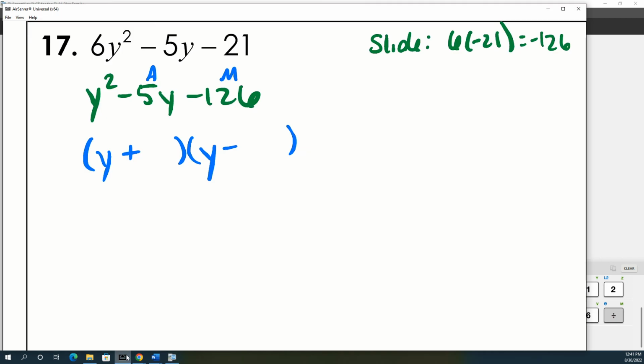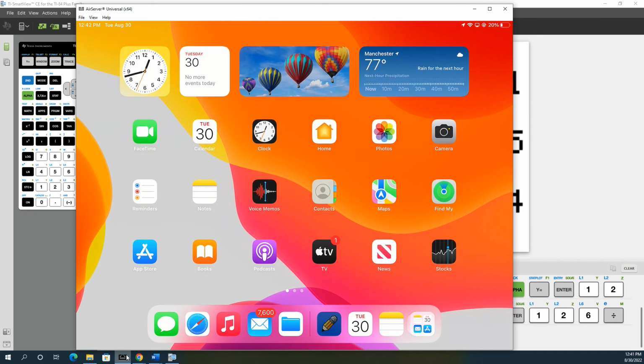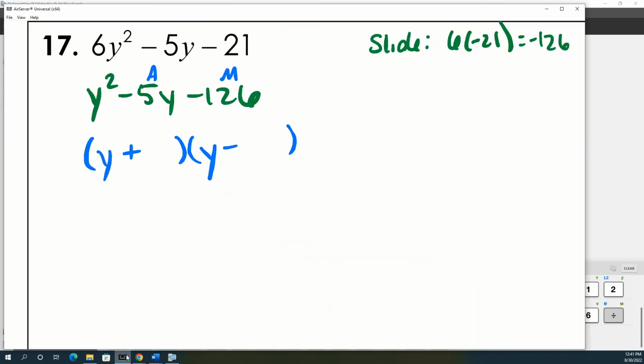So it definitely gets a lot more tedious if you can't use your factor pairs chart, but it's okay. There's only so many numbers you can try until you find what works. All right, it's going to be 9 and 14. We want to get negative 5, so we're going to make the 9 positive and the 14 negative.